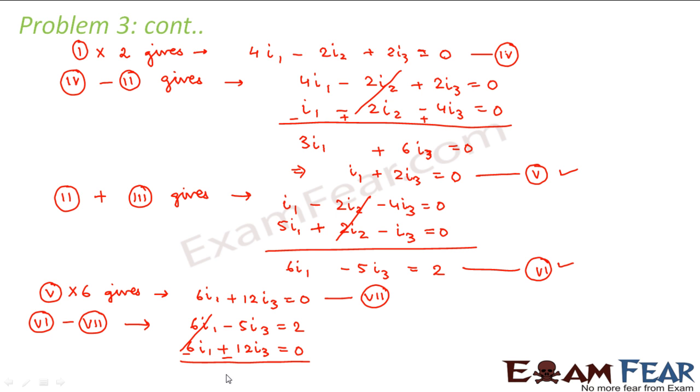So this will get cancelled. So this is minus 17I3 is equal to 2. So we find the value of I3 as minus 2 by 17 ampere. Now I don't need to explain why we got a negative sign. You know that very well.